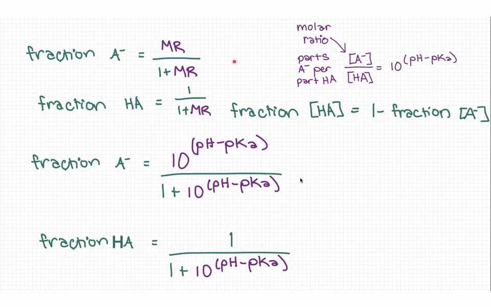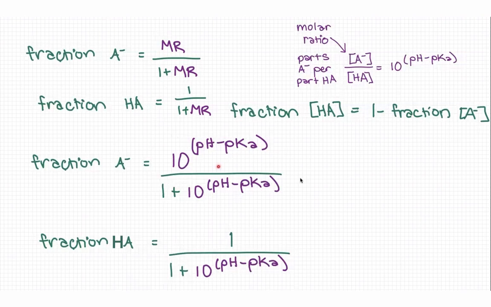Alternatively, if we didn't want to go and find the conjugate base first, we could just do 1 divided by 1 plus the molar ratio, because now we're talking about the 1 part per all the parts versus those other parts per 1 part.